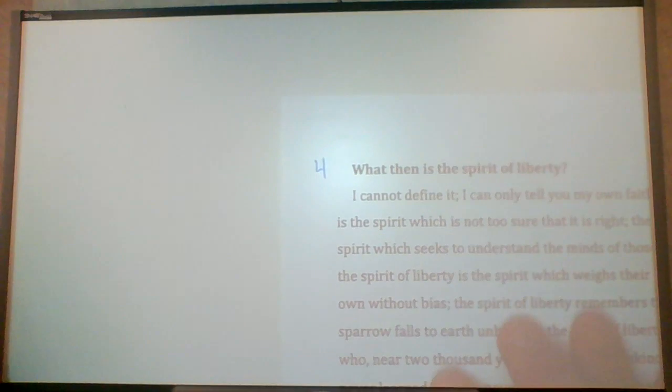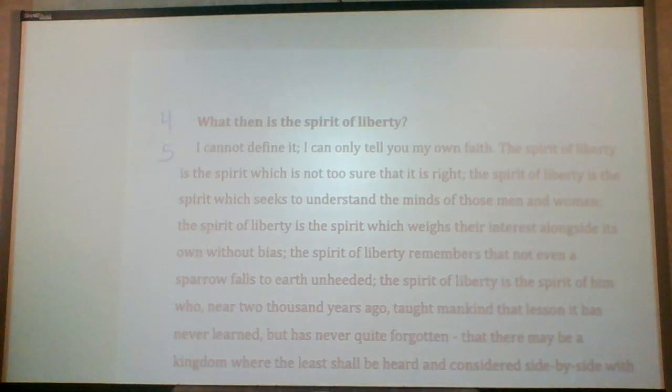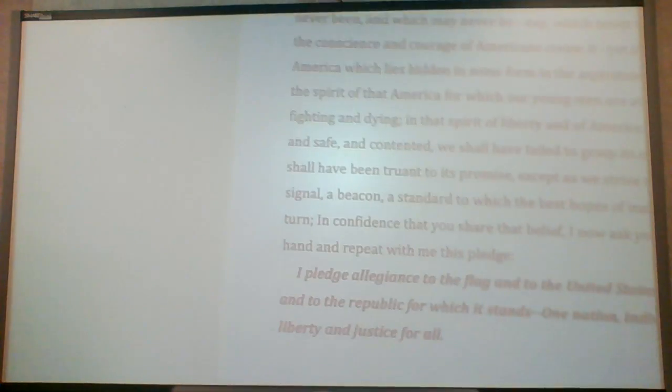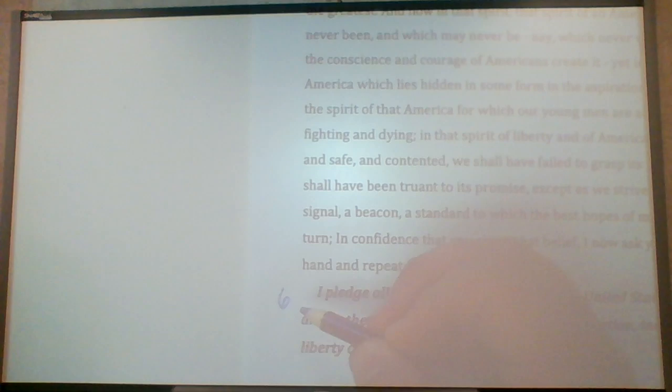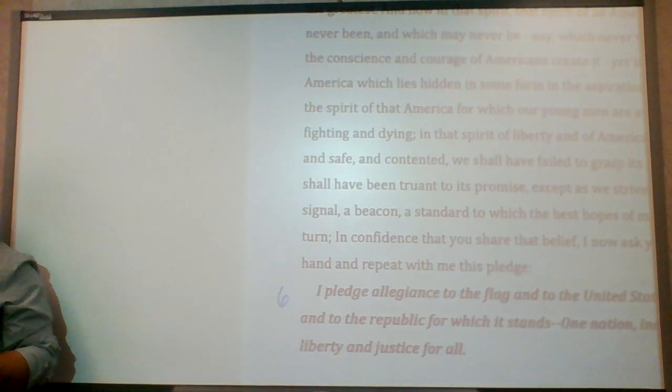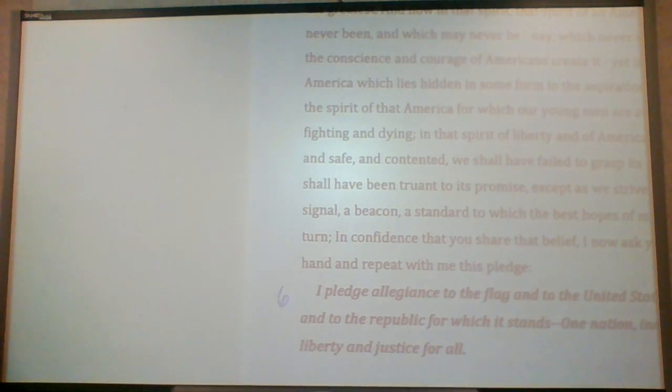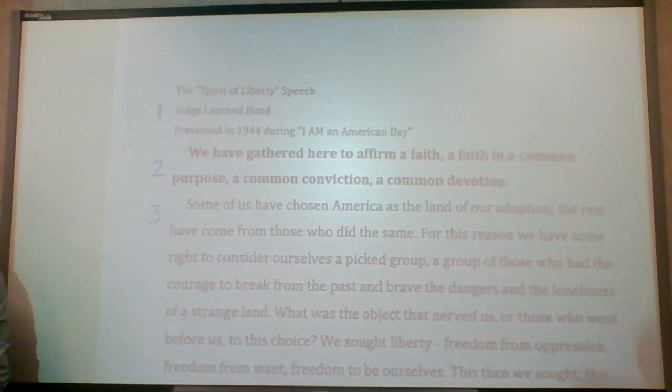Paragraph 4 is one sentence. Paragraph 5. And down at the bottom of this page is paragraph 6. Numbering the paragraphs is pretty easy, but we do that in order to help us find what we're talking about when we talk with other people. We can say, in paragraph 5, it said this. Okay. So, numbering. And the second step is chunking.